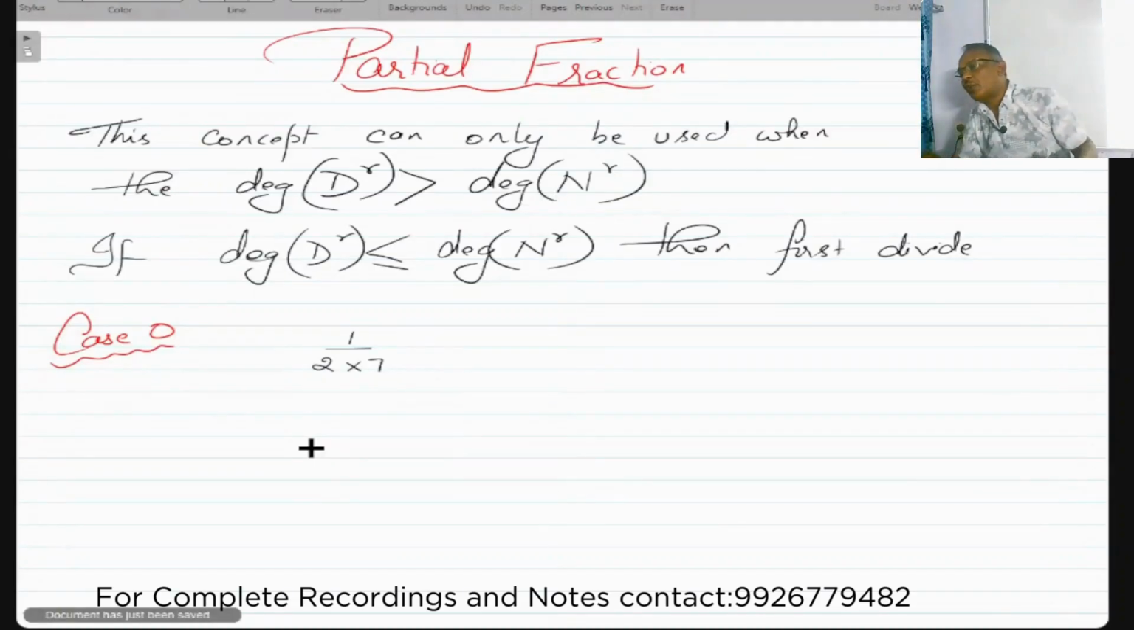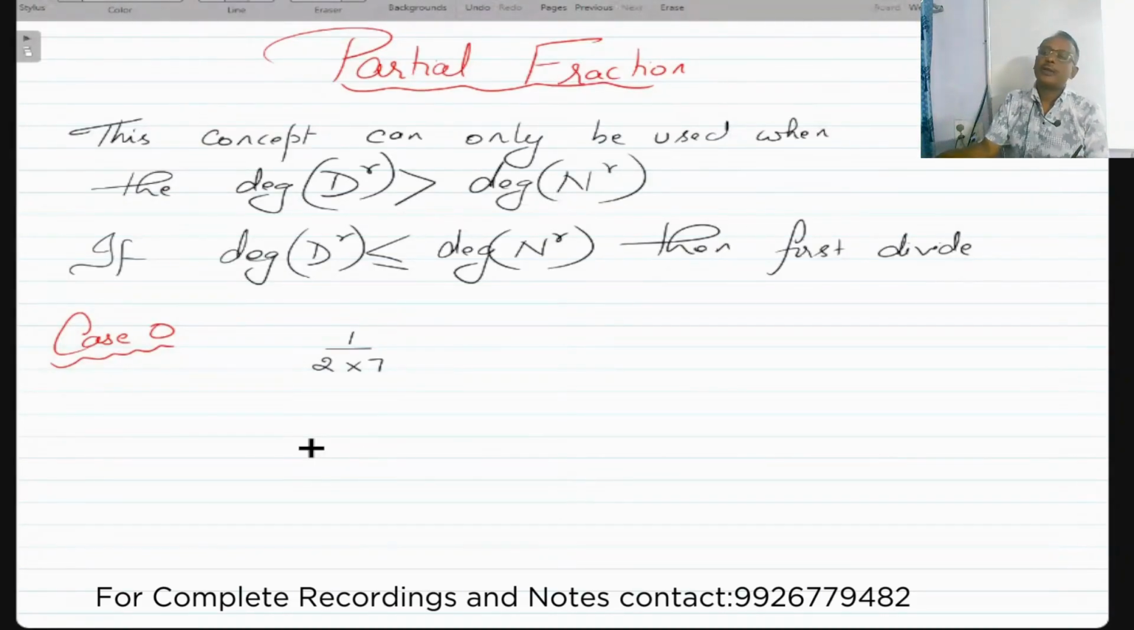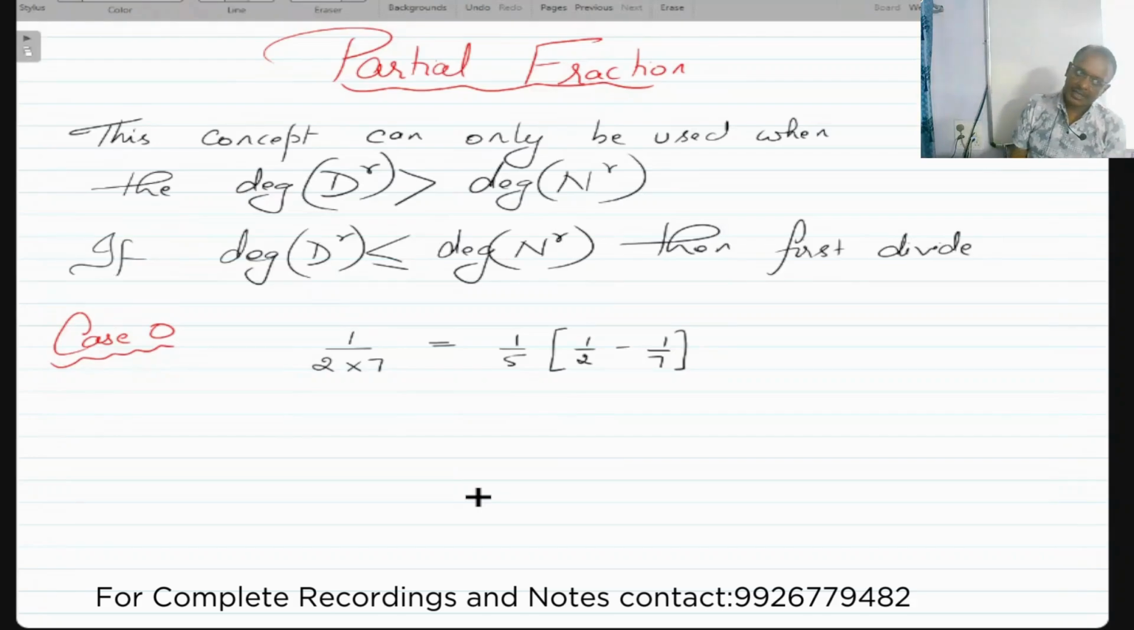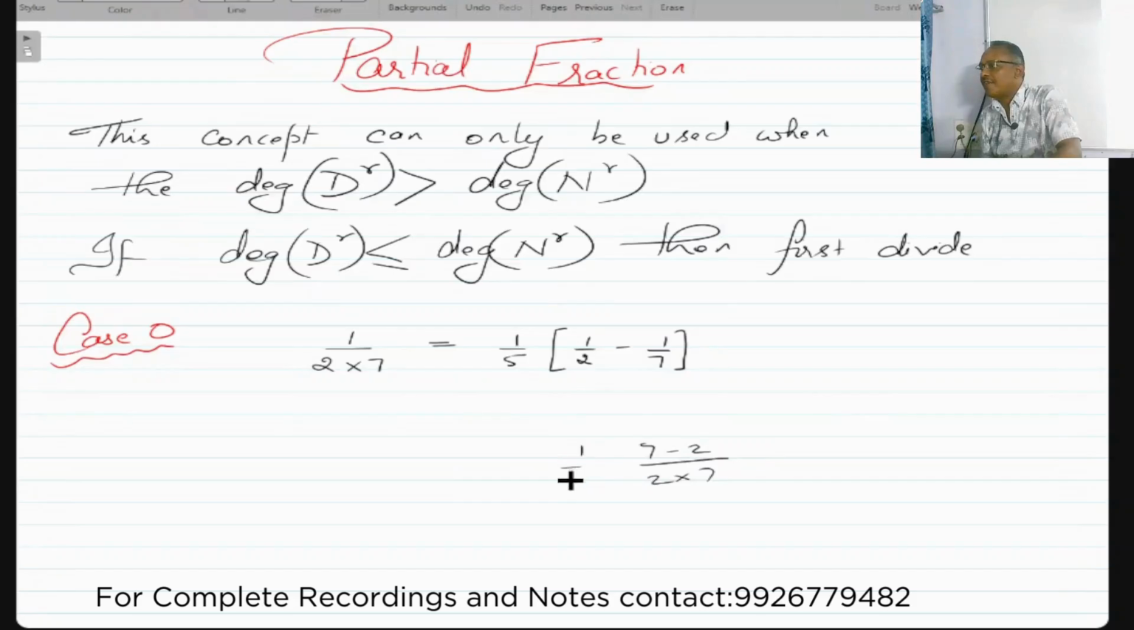What is the difference between 2 and 7? 5. तो 1/5 of 1/2 minus 1/7 लिख सकते हैं क्या? चेक. टेक एन एलसीएम. इसका एलसीएम लेंगे तो 7 minus 2 upon 2 into 7 और ये 5 और ये 5 कट गया. 7 minus 2 भी 5 होता है. फाइन है ना.